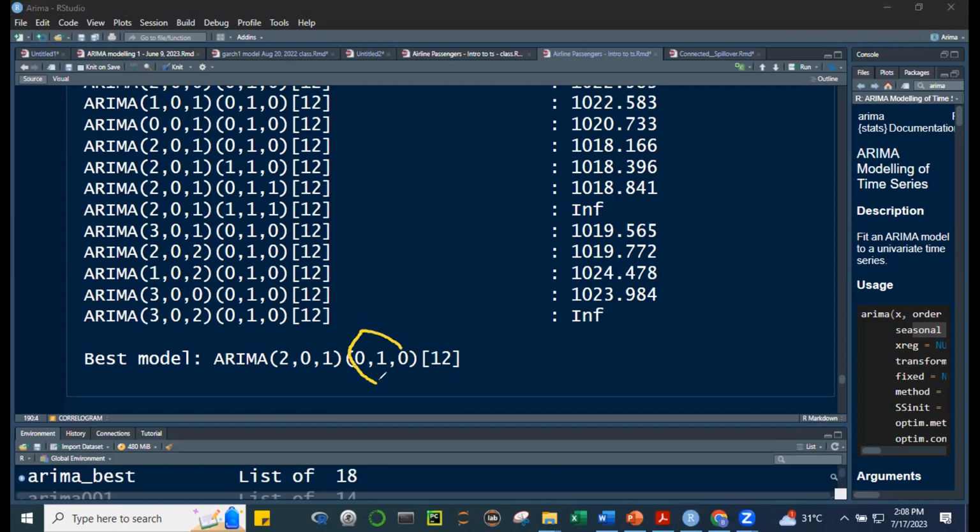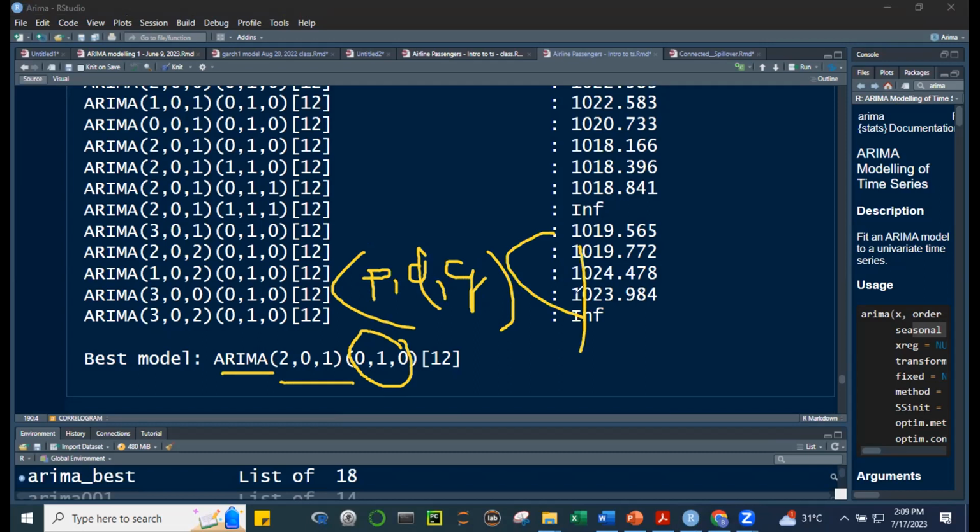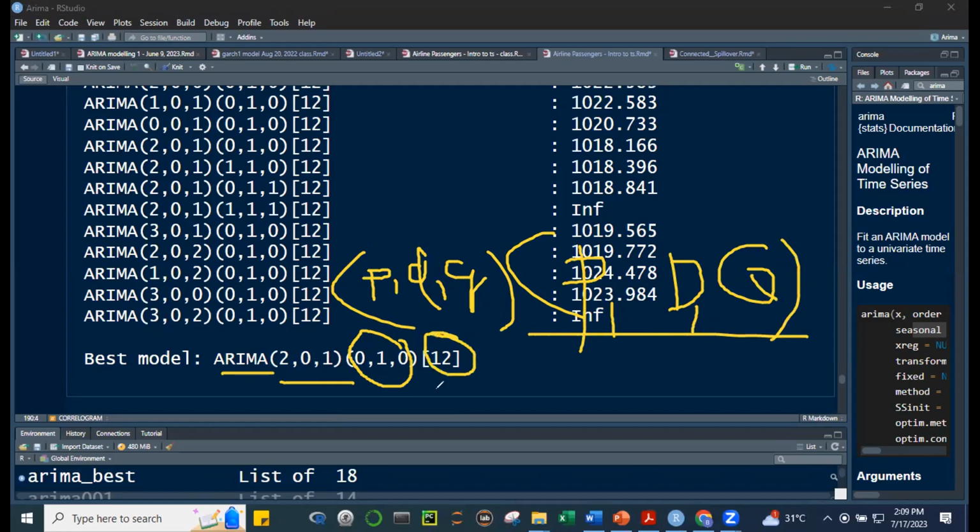Bakit may pangalawa dito? So yung una dito, class, is your ARIMA PDQ. This is the regular component of your ARIMA. Yung pangalawa dito, capital P, capital D, capital Q. This is the seasonal component. Kaya nga may 12 dito. Ayun. So, ibig sabihin yan, may seasonal component yung model natin. And it makes sense kasi may seasonality siya, di ba?